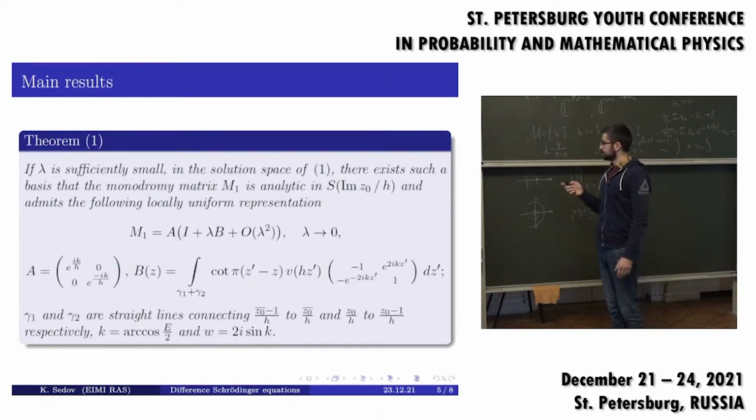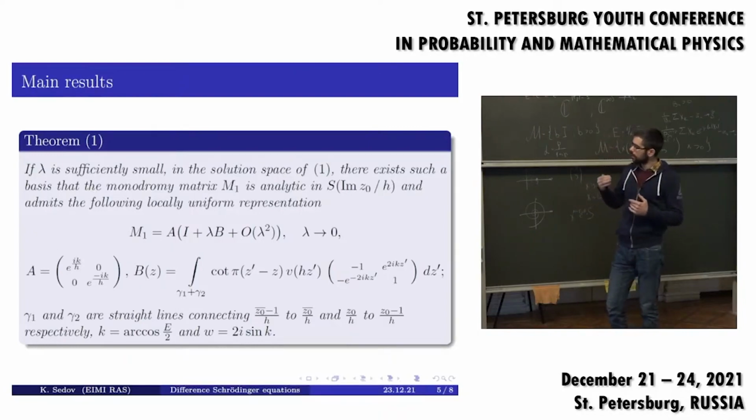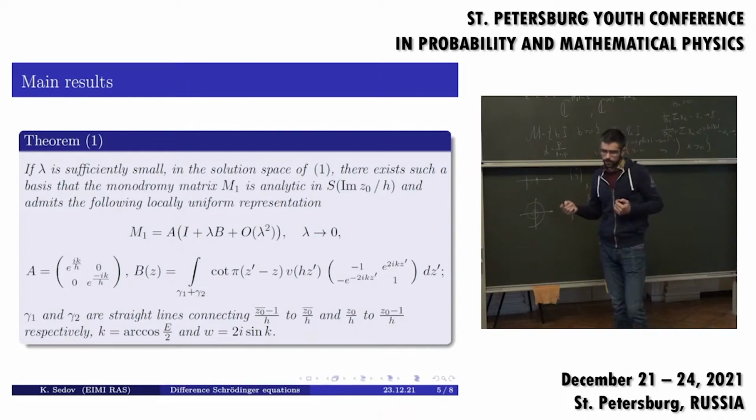So here, Z0 is a point in the upper half plane. Gamma 1 and gamma 2 are the contours that are located on the border of the analyticity domain. One can also see that the leading term of the asymptotics is independent of Z, and the error term is one periodic, and that is consistent with the fact that the monodromy matrix is one periodic.